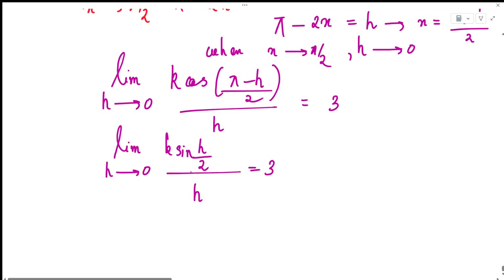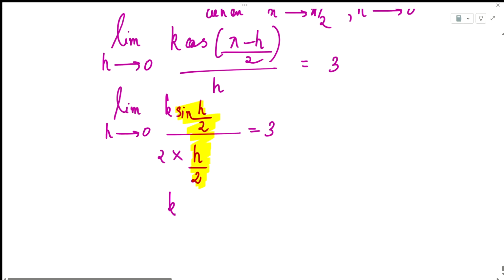Over here, to use the standard limit formula, we multiply and divide by 2. So if I highlight this part over here, this part will become 1. So we'll have our limit as k upon 2 is equal to 3. So this gives me k equal to 6. You can pause and check out this question. I'll move to the next one.